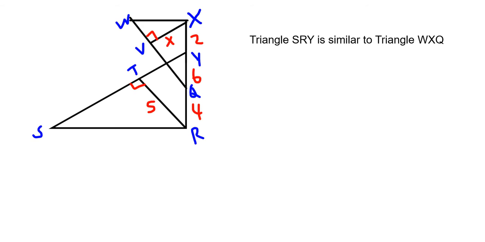Triangle SRY is similar to triangle WXQ, and in those two triangles that are overlapping a little bit, I do see that I have two altitudes, one that has a length of x and one that has a length of 5. And then if I look at these sides that are given, the side WQ here has a length of 8, and then this side, YR here, has a length of 10. So note the altitudes are proportional to the sides.